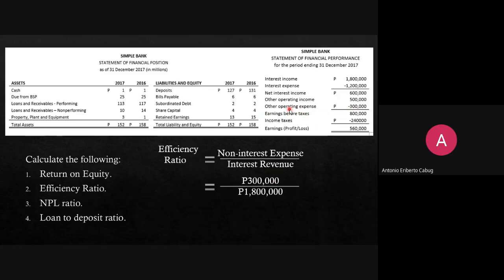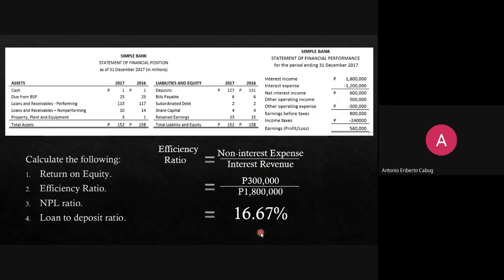300,000 non-interest expenses, the amounts that we pay for the salary of the security, the tellers, the utilities expense. These banks generate an interest income of 1.8 million. The branches of Simple Bank generate a total of 1.8 million. So as a percentage of the revenue coming from interest income, this non-interest expense is 16.67%. Again, this is non-interest expense over interest revenue. The lower the ratio, the more efficient the bank is.